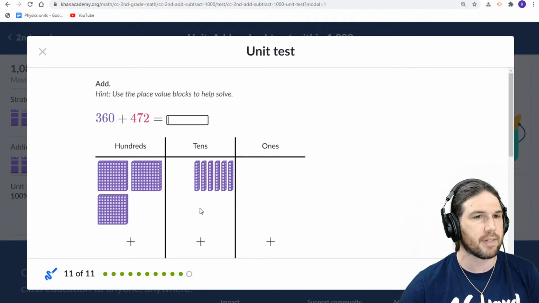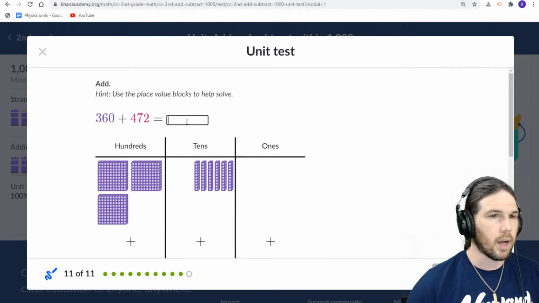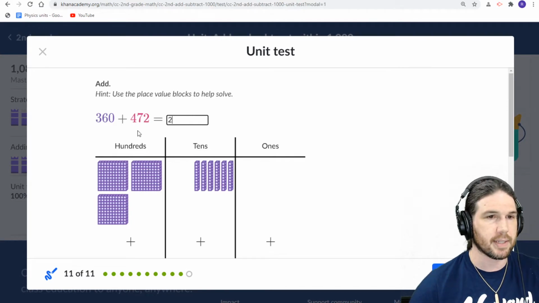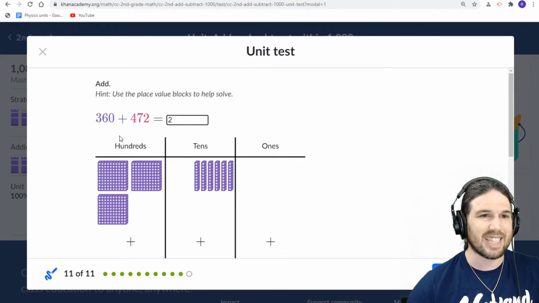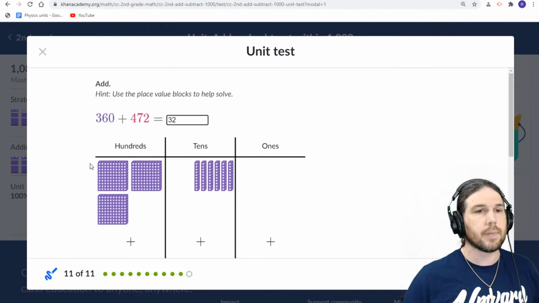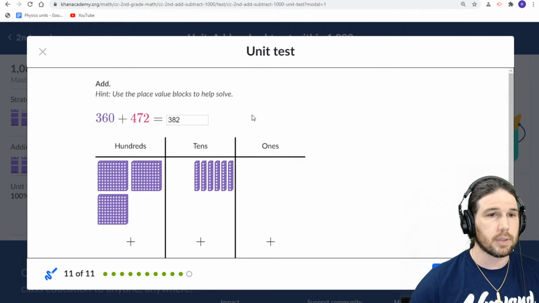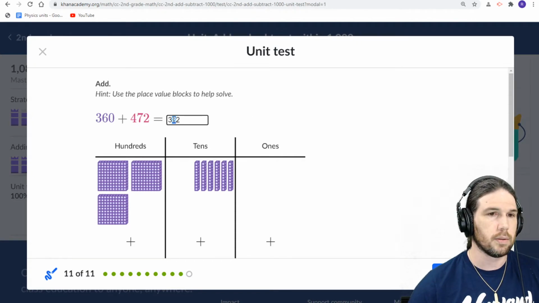360 plus 472. Well, let's see. The 2 is going to stay put because it's 0 and 2. 6 and 7 is 13 once again, so we got a 3 there. We're going to, quote, carry the 1, which is the set of 10s, yeah. So we get 4, 5, 6, 7, 832 is, whoa, is not that.